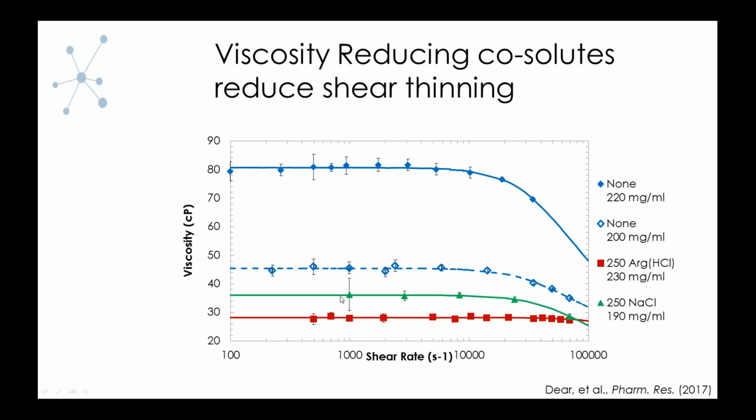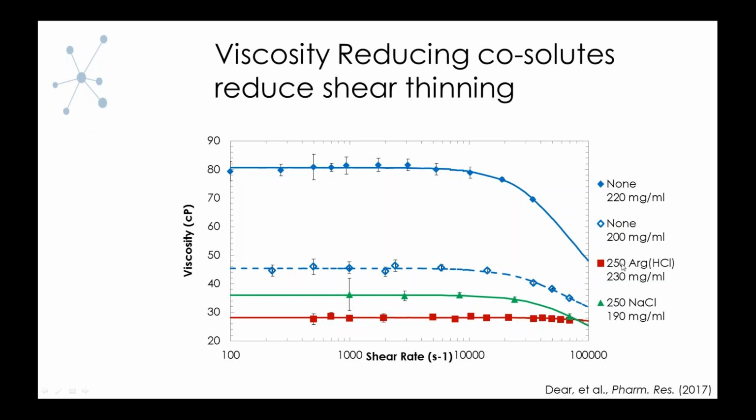Okay, so additionally, we wanted to look at the sodium chloride to see, since that solution didn't reduce the viscosity very much, did it have an effect on the shear thinning? Now here it might look like the sodium chloride reduced the viscosity, but keep in mind that's because this sodium chloride is only at 190 mg per mL, while these no cosolute ones are at 220 and 200 mg per mL.